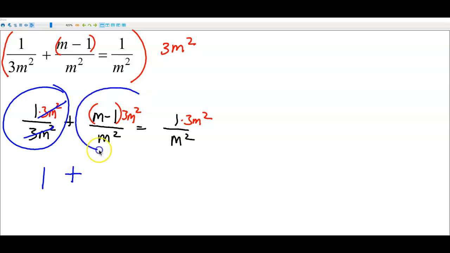Michelle, if I were to simplify this, what would be left? Good. Just that, right? Because the m squareds go away, but I'm still left with a 3 and an m minus 1. And let's take a look at the last one there. Brittany, what will be left on the end here? Yeah, because the m squareds go away, and I have 3 times 1, which is just 3.